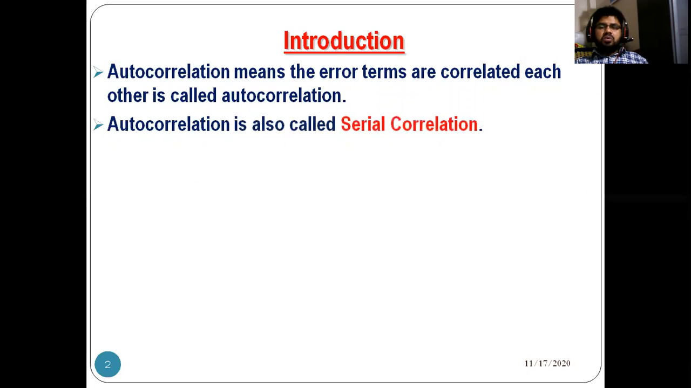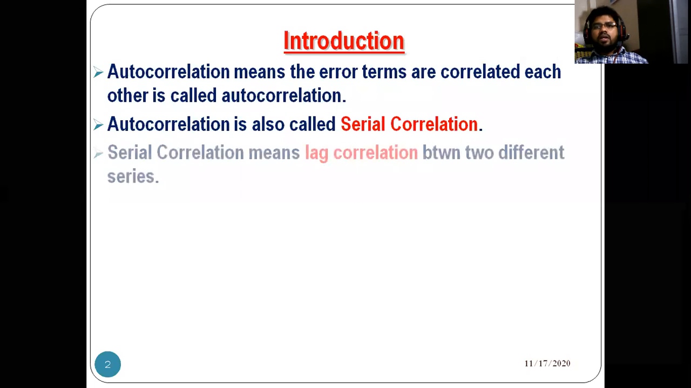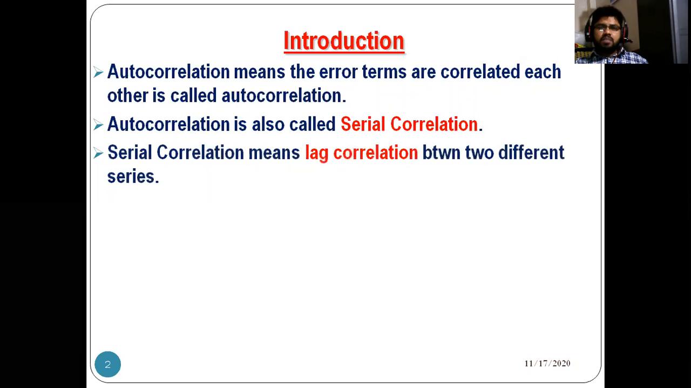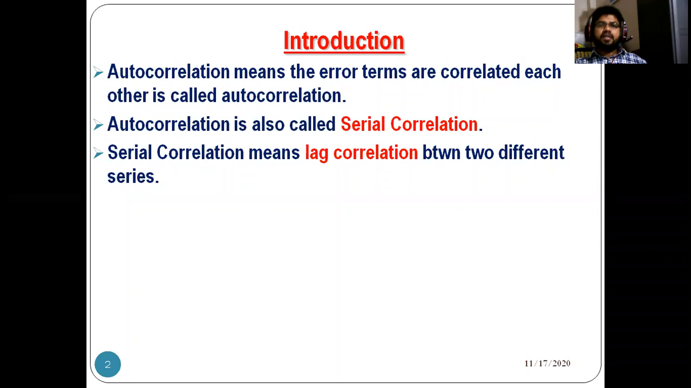Autocorrelation is also called serial correlation, and sometimes they will ask what is meant by serial correlation. It means lag correlation between the two different series. Here, lag correlation is nothing but the present year error term being correlated with its preceding error term or its succeeding or successive error term. That is called lag.